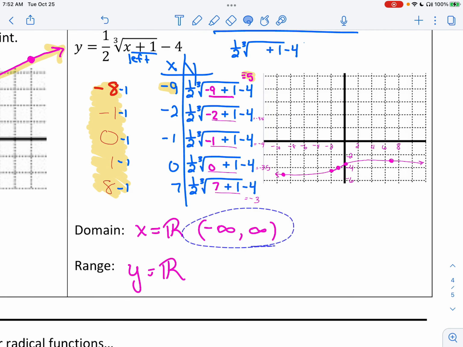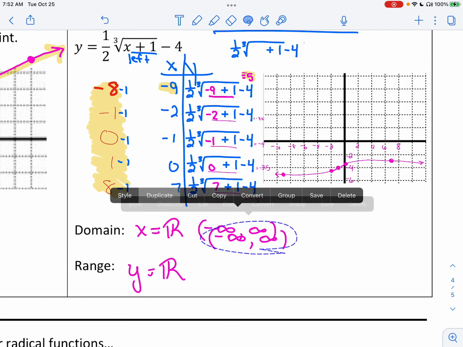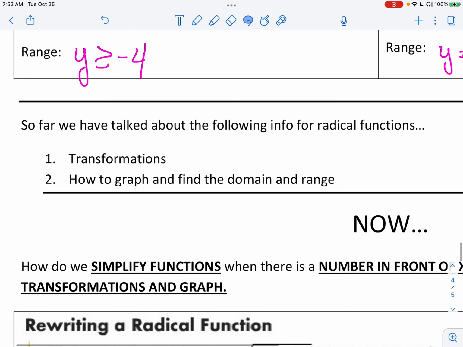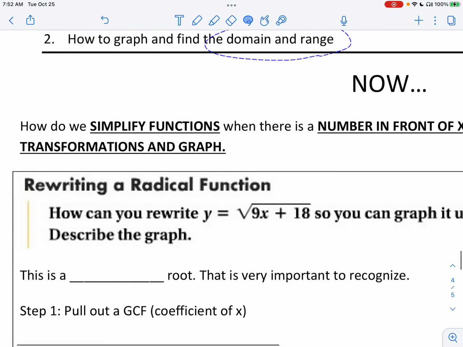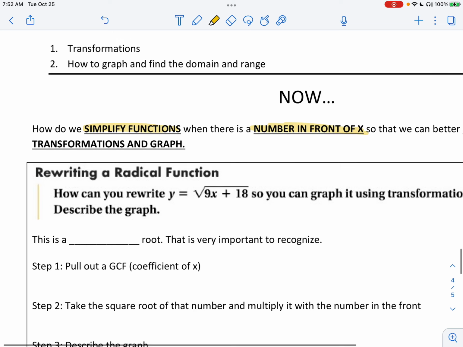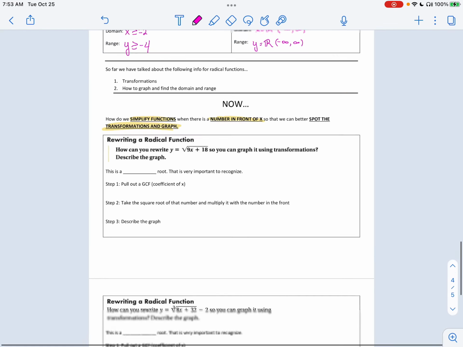Again, if you like writing this -infinity to +infinity, you may do that. All right, now we have talked about how to transform them. We have talked about domain and ranges. But now we need to go ahead and talk about how do we simplify functions when there's a number in front of x, so that we can better discuss what the transformations in the graphs will look like. So we have 2 examples.